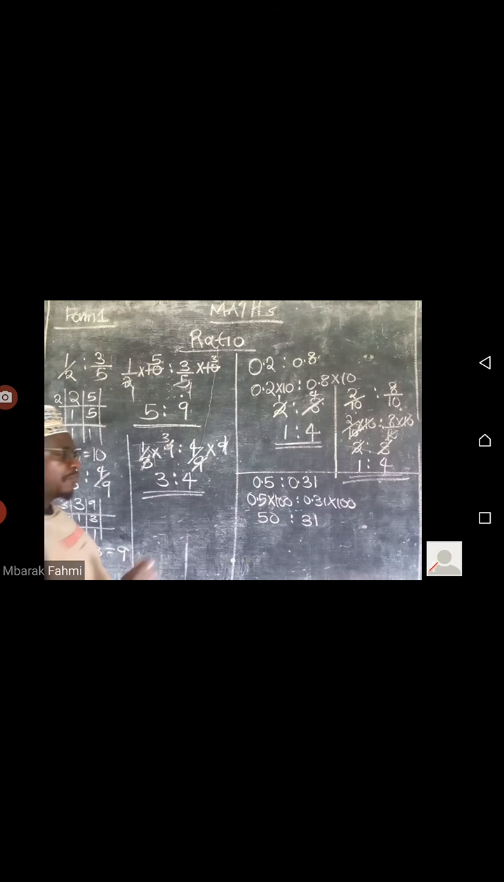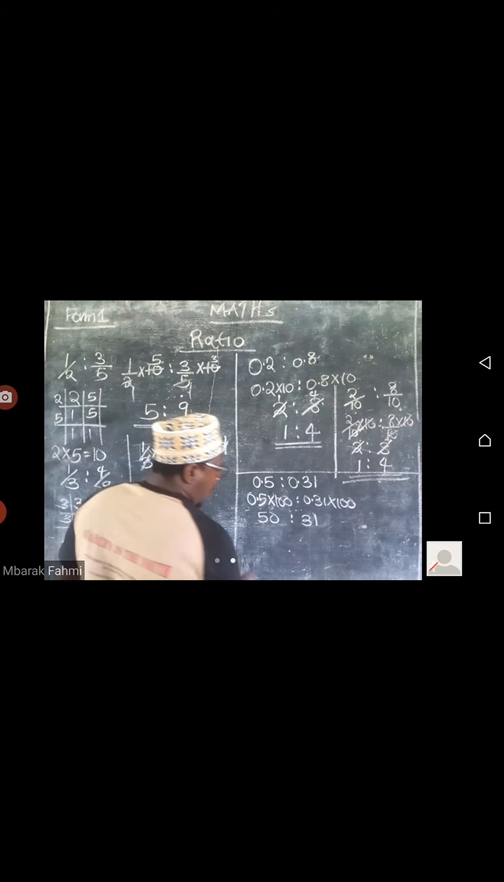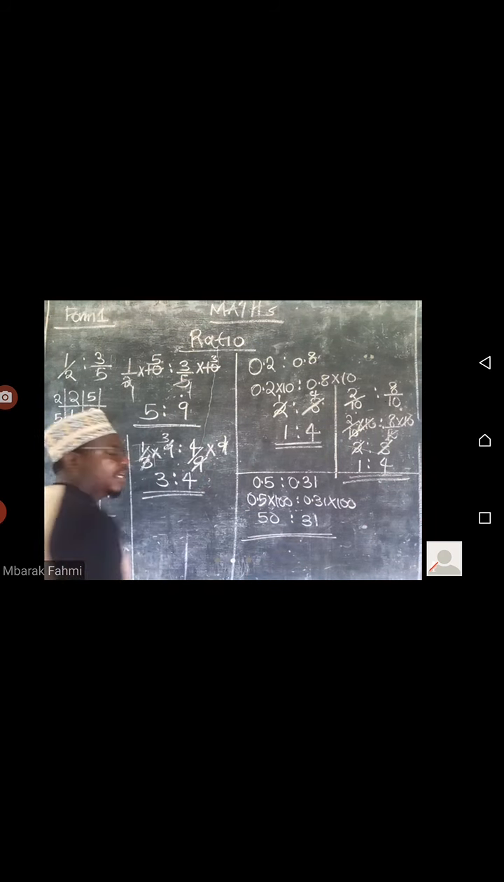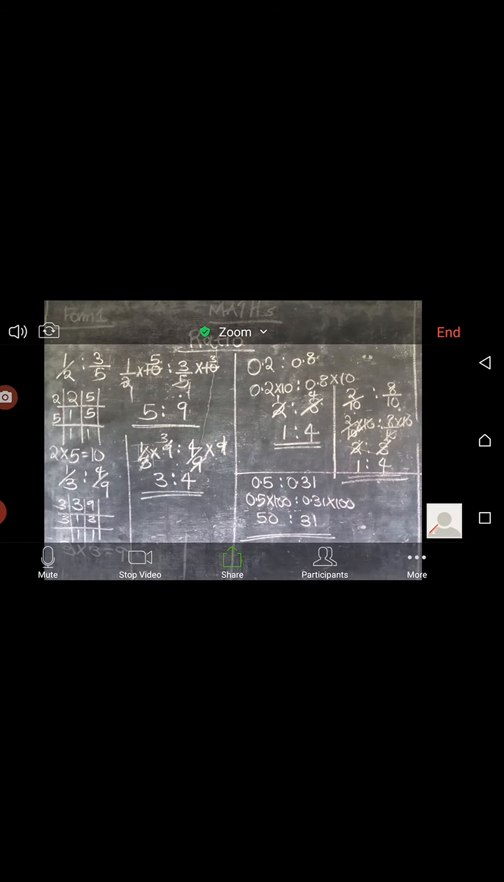We're going to remove the two decimal places, and therefore the result here you say is 50 is to 31. Why? Because it cannot be simplified any further. Therefore the result is 50 is to 31. Okay, so I hope you're following that. When you are given numbers in decimal places, you just need to remove those decimal places by multiplying with multiples of 100.